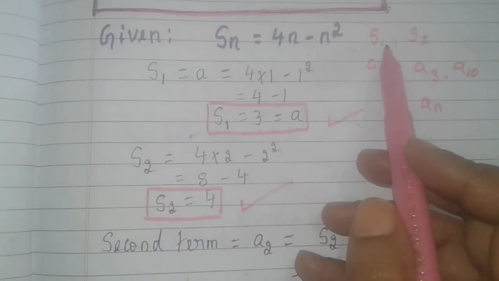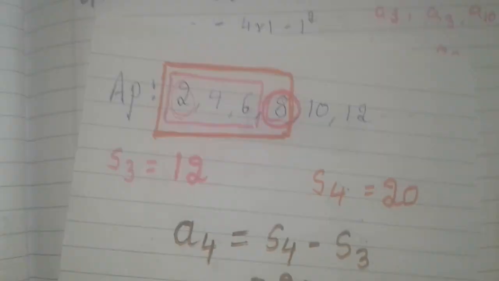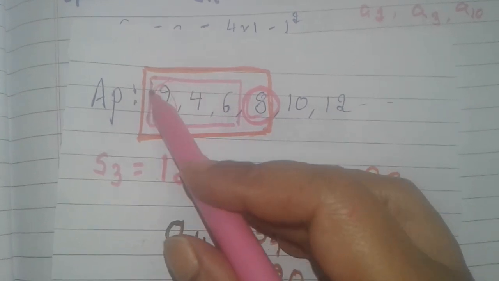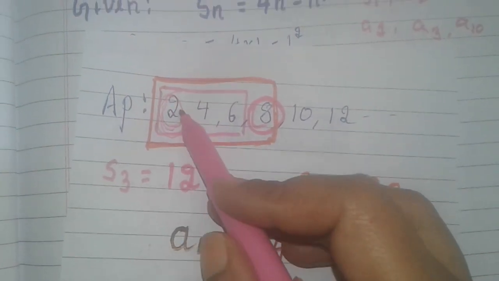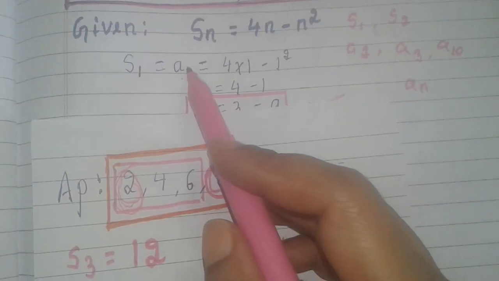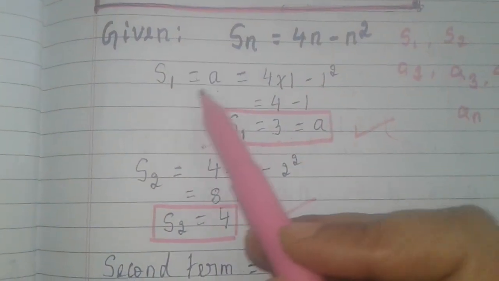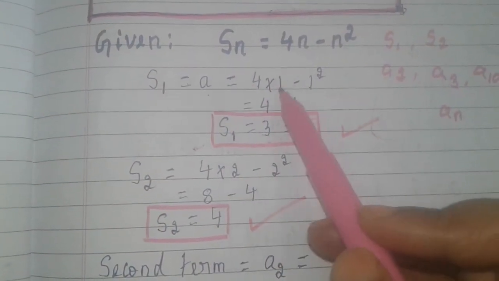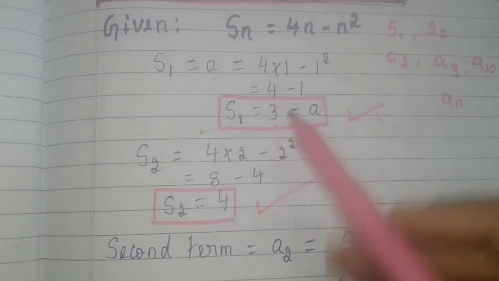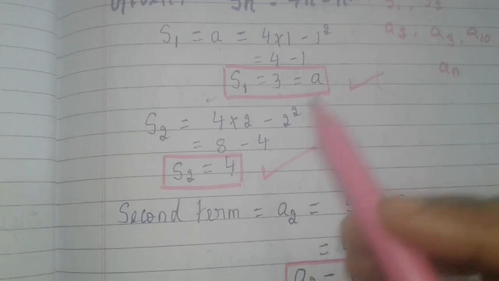Now first one is S1. S1 equals what? One more thing I want to tell children: S1 means the sum of the first term, nothing but only one term. S1 can also be written as A, the first term, that is A1. So S1 equals 4 into 1 minus 1 square. 4 minus 1 is 3. So I got S1, which we can also call A.